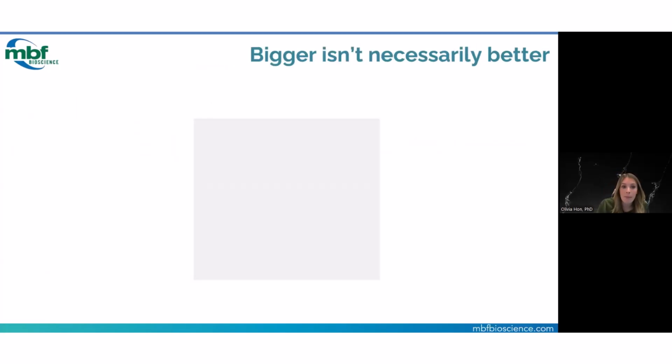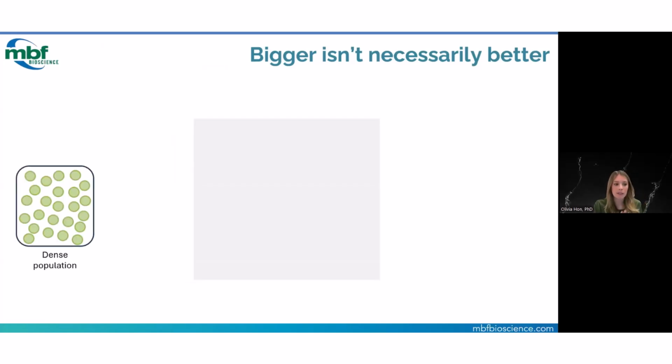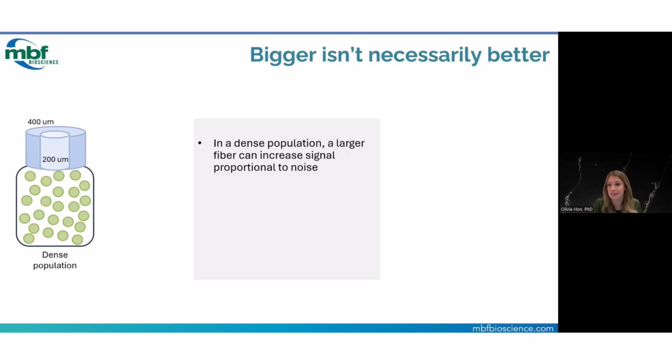That said, putting in a bigger fiber isn't necessarily better. And this is kind of a nuanced idea. So consider first a dense population of cells. If you're recording with a 200 micron fiber, that's kind of the standard starter size that we see people use, you're picking up plenty of cells as is. If you were to use instead a 400 micron fiber, you are picking up more cells, but what's going to happen is your signal is going to increase proportionally with your background. And so what that means is the net effect is zero. Your signal to noise ratio is going to look the same if you're using a 200 micron fiber or a 400 micron fiber.